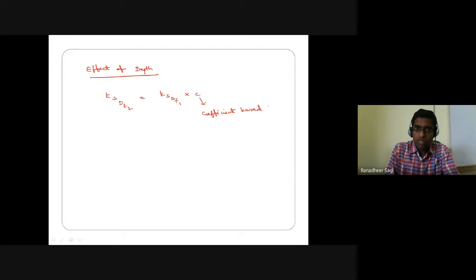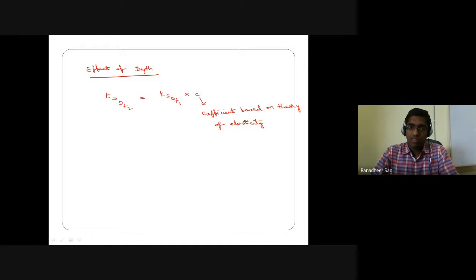which we are going to represent based on the theory of elasticity. Based on the concept of theory of elasticity, we'll try to understand the elastic characteristics of that particular soil, based on which that particular coefficient of the soil will be determined, and based on that C value, we'll try to calculate the modulus of subgrade reaction value of the soil at some other different depths, based on the value of the modulus of subgrade reaction which you have calculated for some other depth. This is the effect of depth.